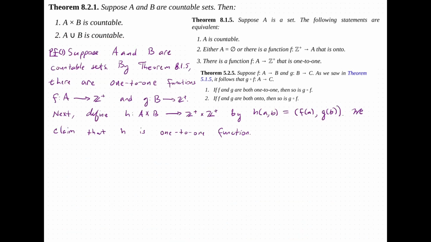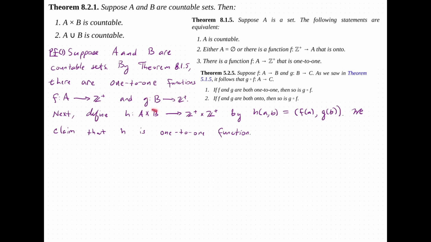So here's the start of the formal proof. I've gone ahead and written down what we had in the scratch work. We're supposing that A and B are countable sets. Theorem 815 tells us of the existence of one-to-one functions f and g going from A to the positive integers and B to the positive integers.